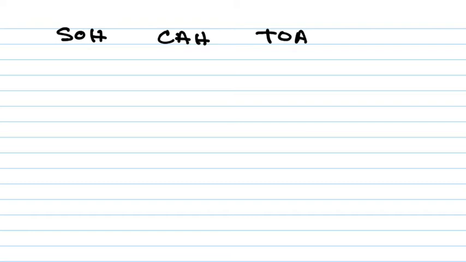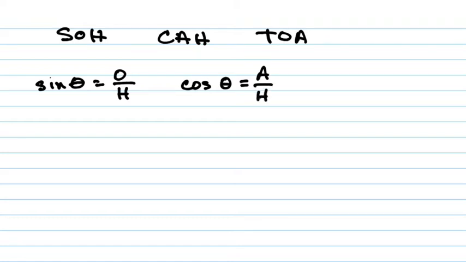All right? Now, remember that means the sine of whatever angle you have is equal to the opposite over the hypotenuse. The cosine of whatever angle you have is equal to the adjacent over the hypotenuse. Or the tangent of whatever angle you have is equal to the opposite over adjacent. There you go.